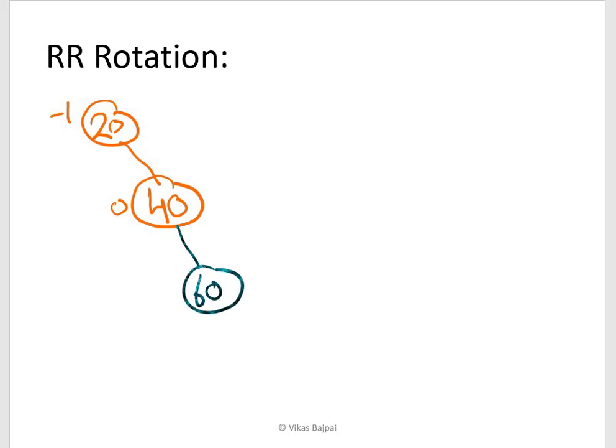Now the new balance factors which I identify are 0, right? 0 minus 0, 0 minus 1, minus 1, then minus 2, several issues, right? So here we identify a right insertion and right imbalance. So this is your RR imbalance.